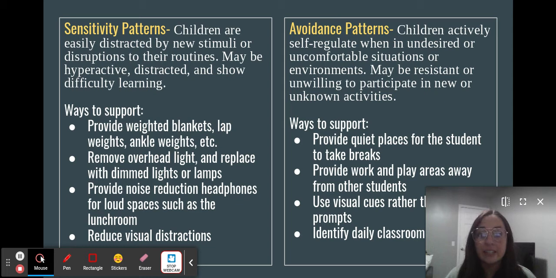Remove overhead light and replace it with dimmed lights or lamps. You can also get, for classrooms, like blue light covers for your overhead lights. You can provide noise reduction headphones for loud spaces, such as the lunchroom or auditorium, like I mentioned earlier. And then also reduce visual distractions.